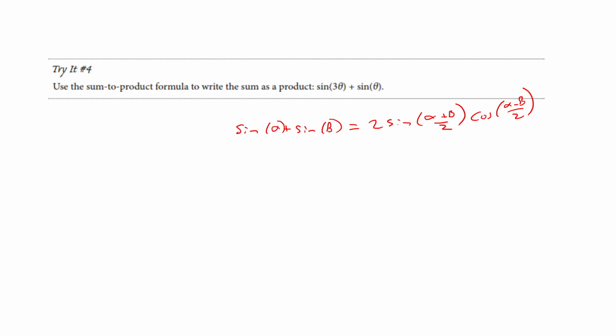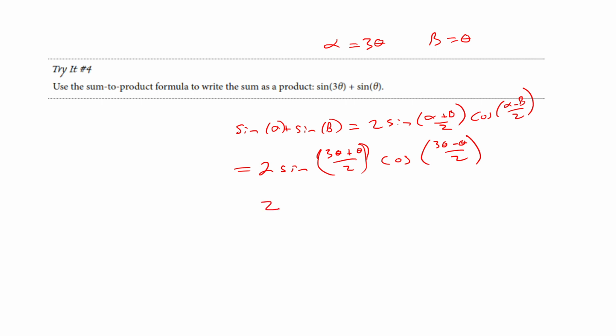All right. Now, alpha here is going to be 3 theta. Beta is going to be theta. So I'm just plugging and chugging. Okay, so what do I got here? I've got 4 theta over 2, cosine 2 theta over 2. Okay, take that one step further, just simplify a little bit more.